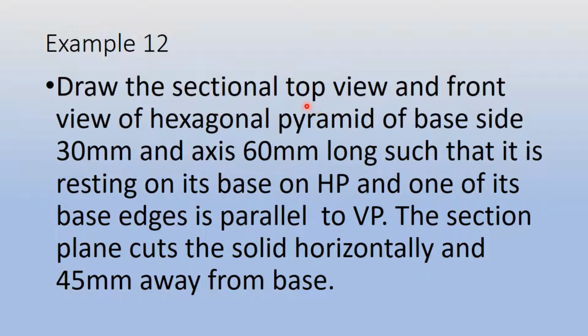So here you are having a hexagonal pyramid. You can observe here, it is of base side 30 mm and axis height 60 mm. It is resting directly on the HP, and one of the base edges is parallel to VP. So this is a simple case of a hexagonal pyramid directly standing with its base on HP. So the top view would be a hexagon and the front view will be a triangle. But for the section, we have to draw the sectional top view and also the front view.